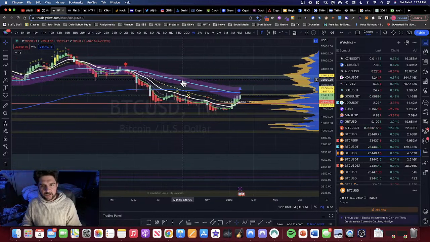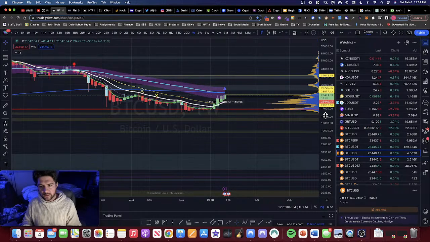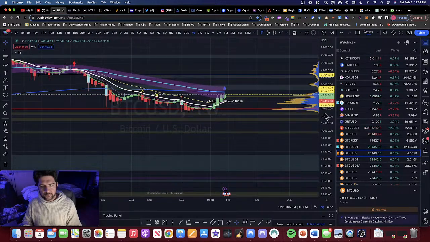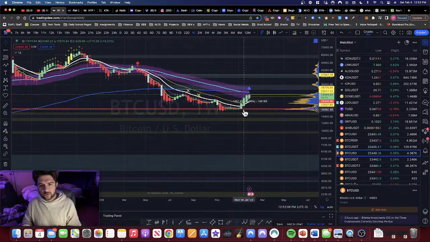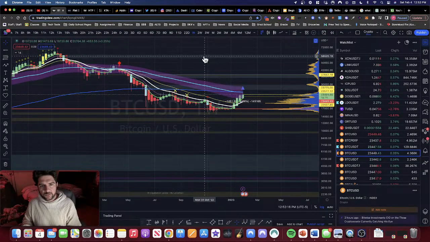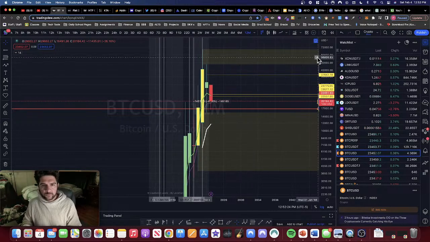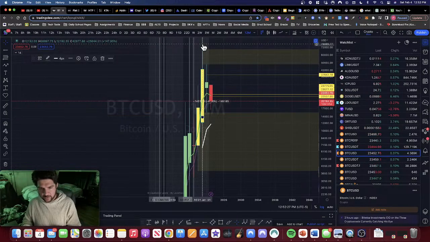Right now we have longs trapped on our weekly. Right here we were trapping the shorts, kind of coming back up, kind of a battle, if you will. So let's go to the higher time frame. Here's your yearly. Let's get these lines off.